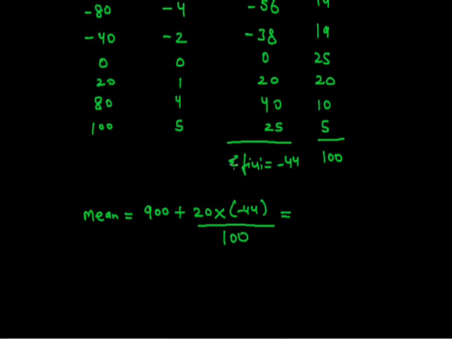And now if we solve it, 20 and 100, we will cancel, so now we will get 900 minus 44 divided by 5. And 44 divided by 5, if we do it, is approximately 8.8. And now if we subtract it, what do we get? 900 minus 8.8. So accordingly we will get 891.2. So this is the mean we got.